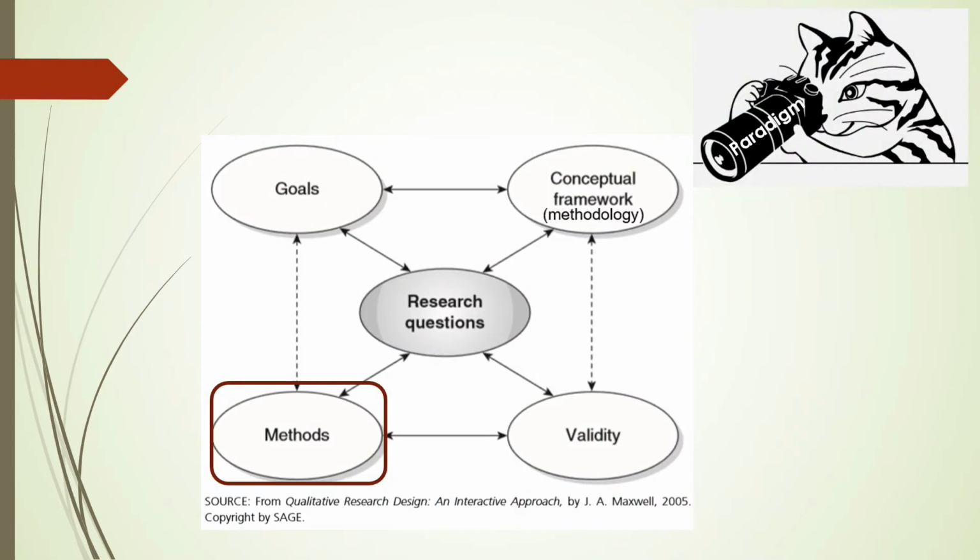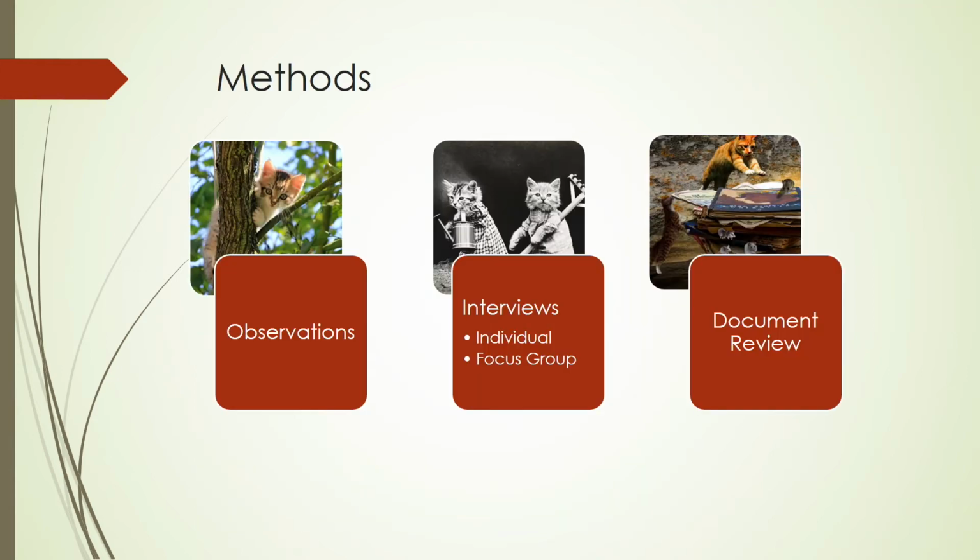reasonable. And then the final piece of this is methods, and that's kind of the nitty-gritty of how you are going to collect the information that you need to answer your research question. And there's three main ways to do it, as I've kind of alluded. Observations, interviews, either individual or focus group, I kind of lump those together, and then document review.